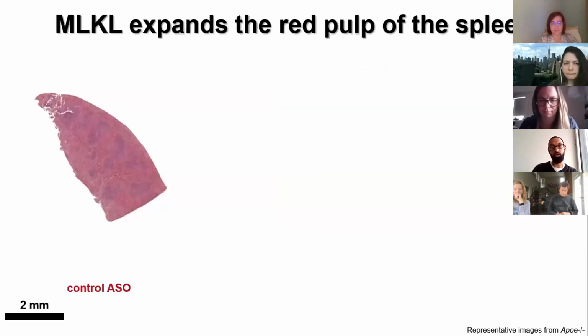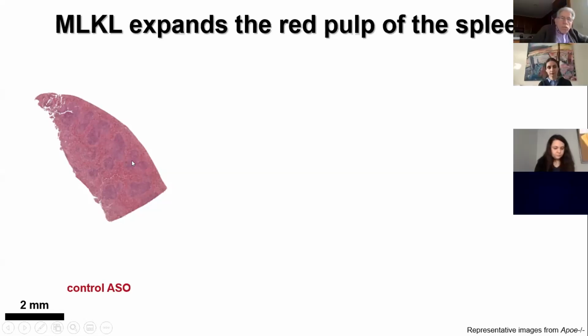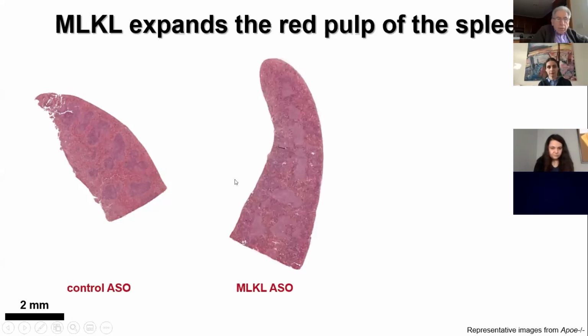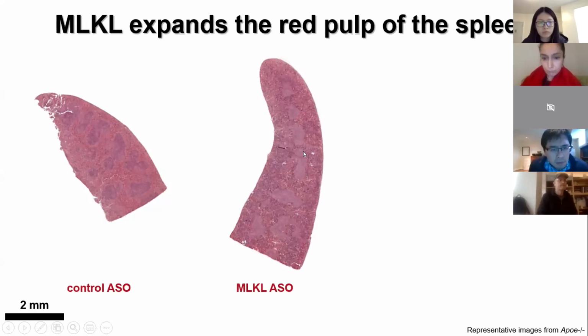But going back to the pulps of the spleen, you see that in the control ASO, this is what the spleen looks like. So there's large areas of white pulp, and the white pulp looks very multilobular in appearance. However, when you knock down MLKL, in addition to the spleen getting bigger, there's also reductions in white pulp area seen here, and expansion of the red pulp.